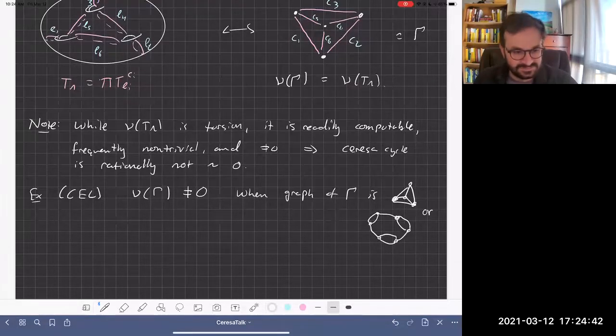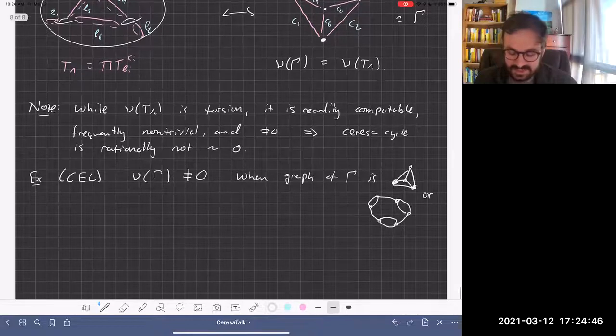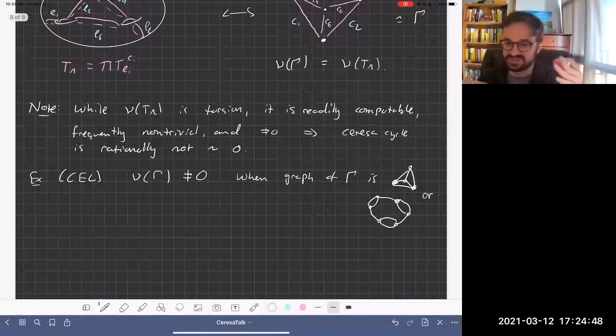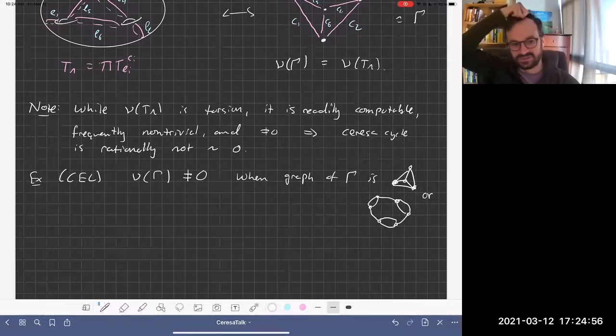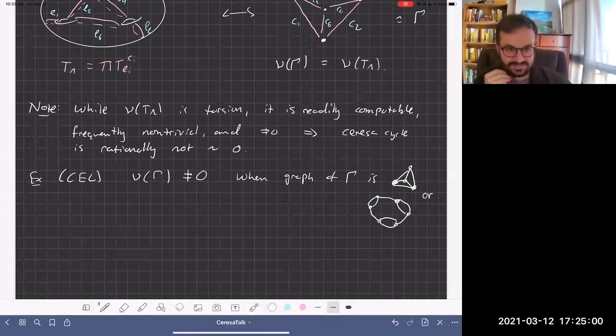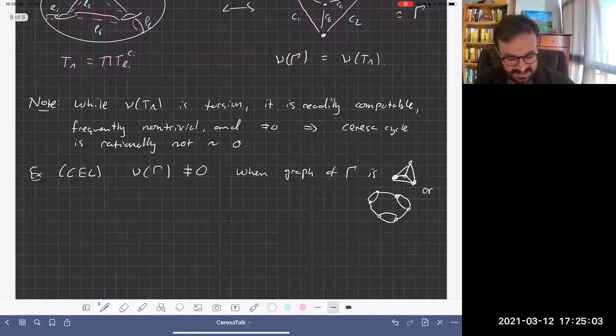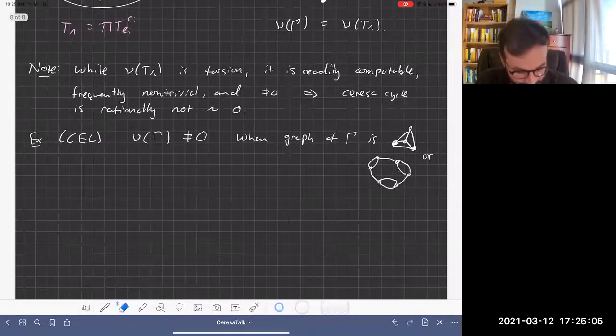And so whenever your underlying graph is, for example, one of these 2, regardless of what the edge lengths are, the Ceresa class is going to be trivial. Maybe let me try to sketch the computation.